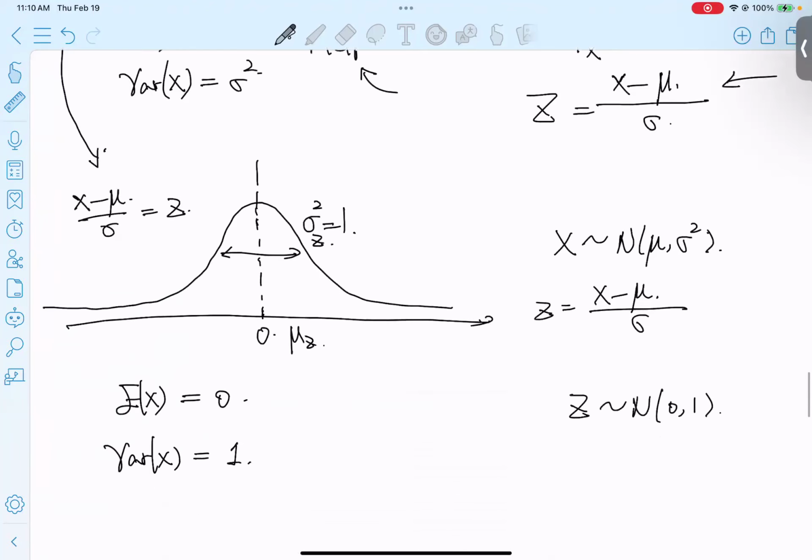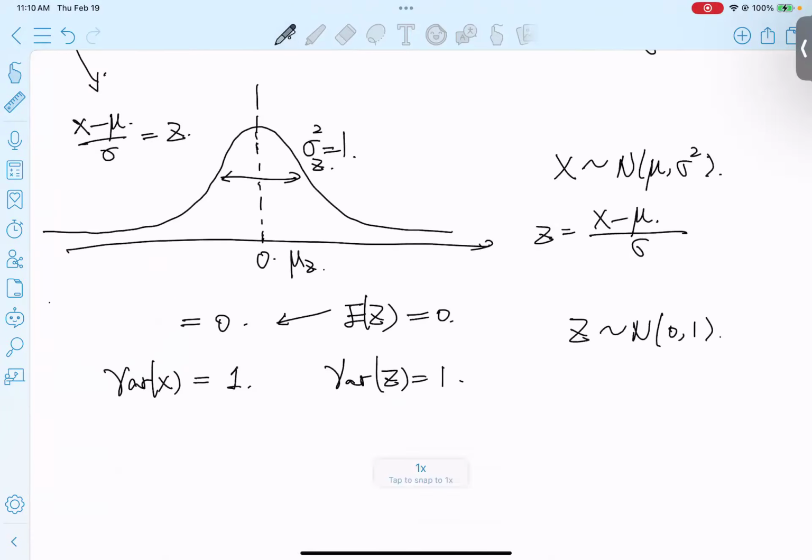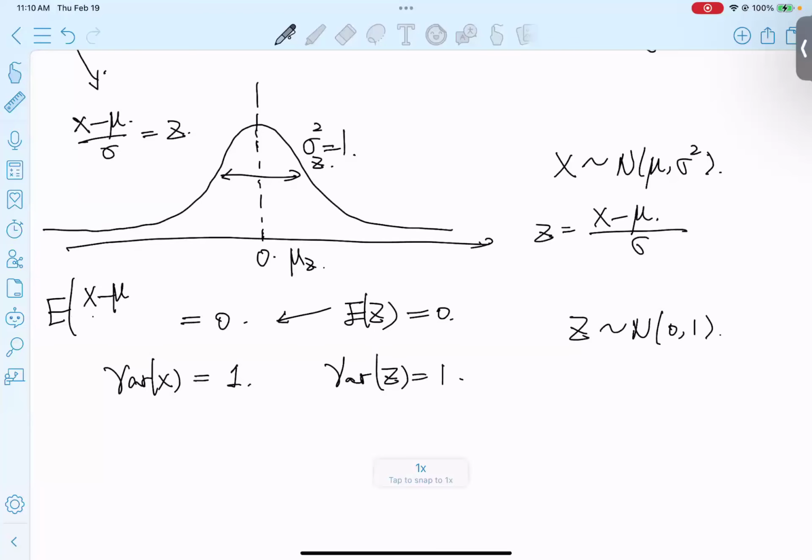So if you want to be precise, after the transformation you should write the expectation of z equals 0, variance of z equal to 1. And what you can replace here is the expectation for x, dragging toward minus mu over sigma. We're just replacing the z by its formula from the x.